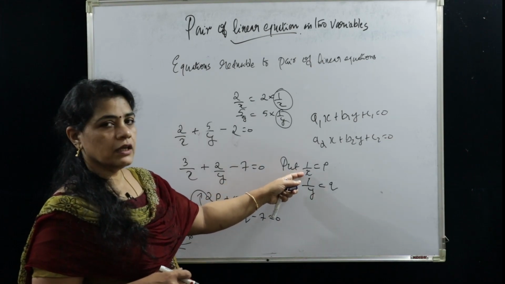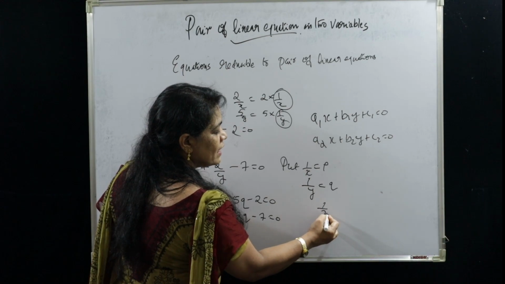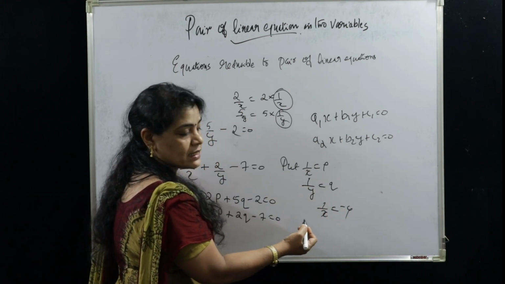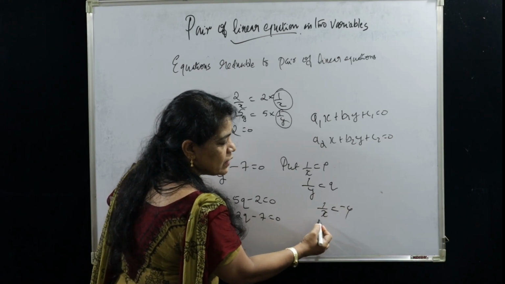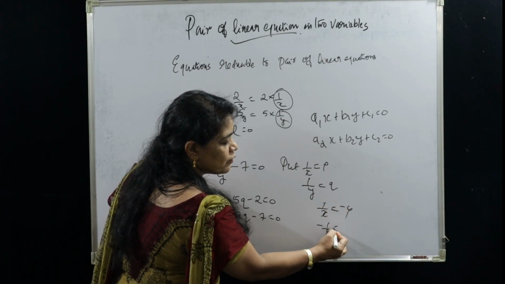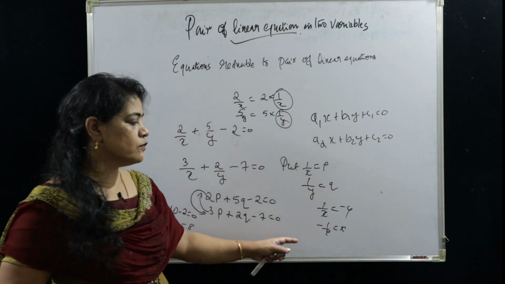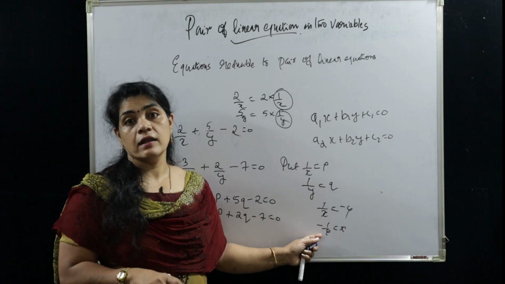Having got p and q, you resubstitute here. That is, here we have 1 by x is equal to minus 4. We need x, so cross multiply, and you will have minus 1 by 4 equal to x. That means the value of x is minus 1 by 4.